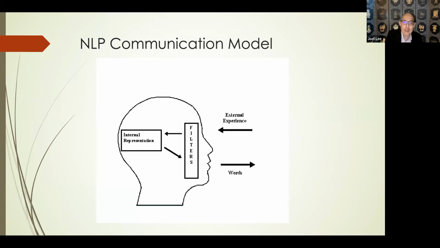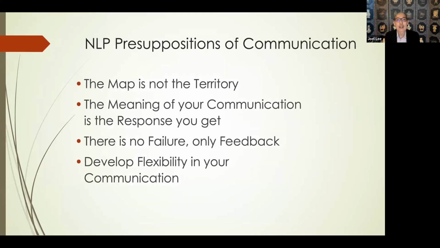In NLP, we call this the map is not the territory. The map is not the territory. The words that we use do not accurately represent what's inside our head. What's inside our head does not accurately represent what's external to us, right? So the map is not the territory. Now, this is captured in what we call the NLP presuppositions of communication. Virginia Satir, Fritz Perls, and Milton Erickson behaviorally embodied these presuppositions. And I'd like to quickly share these with you, right?